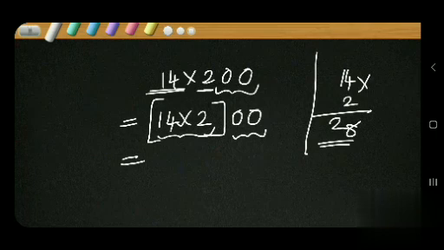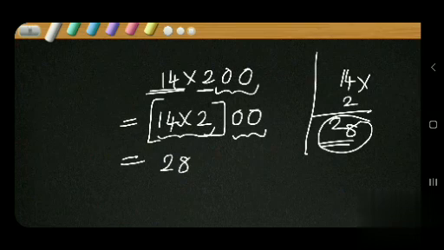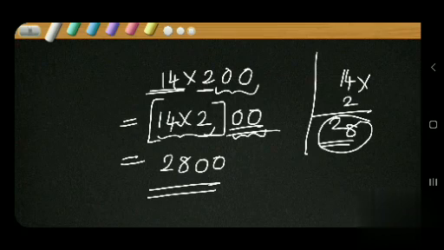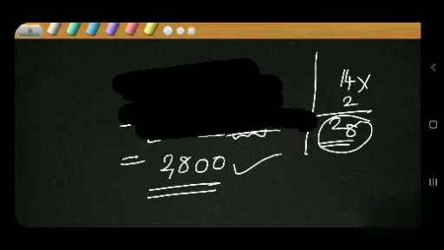So instead of 14 into 2, can we write 28? Yes, we can write. So 14 into 2 is equal to 28. With this 28, how many zeros do we put? Two zeros. So what is the answer? 14 into 200 means the final answer is 2800. Ones, tens, hundreds, comma, 2800. Got it? Understood? Let's discuss some more examples.